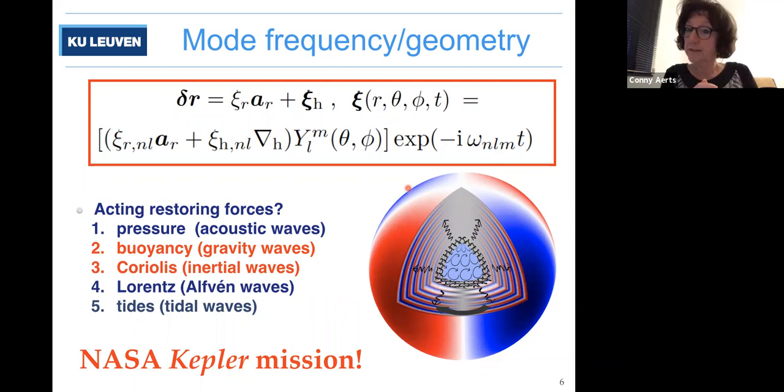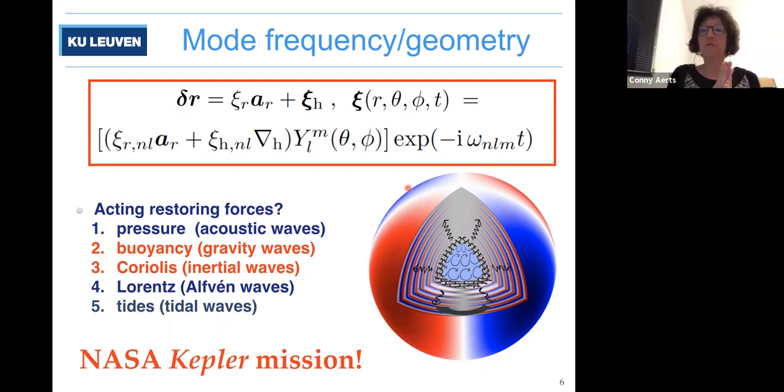Now, these modes have different physical properties, depending on the dominant acting restoring forces. I've listed five of them here. We have the two basic ones. The pressure force: if that's the dominant restoring force, you create acoustic waves, sound waves, which you know very well. If buoyancy, on the other hand, is the dominant restoring force, we speak of gravity waves. These have a different character. They usually have a lower frequency than the acoustic waves. The acoustic waves go up and down and up and down because pressure is the dominant force here. But gravity waves have mainly a horizontal motion rather than vertical motion.